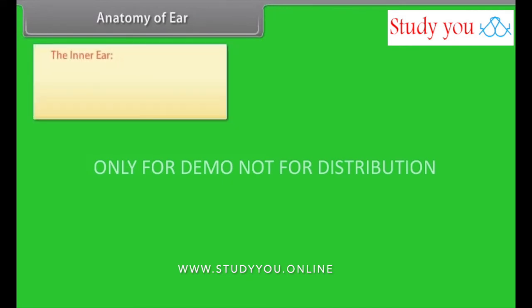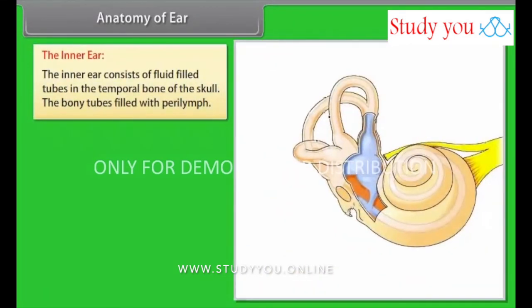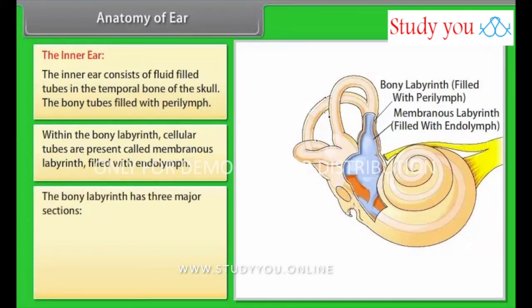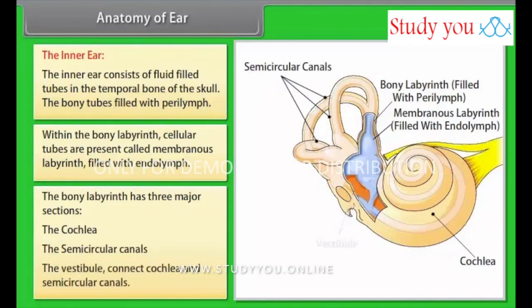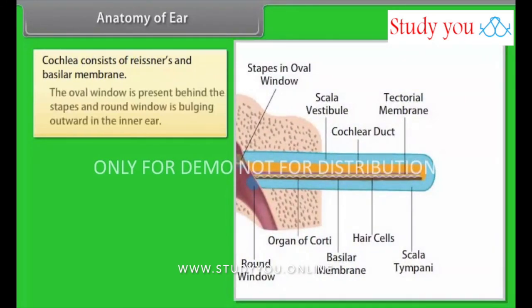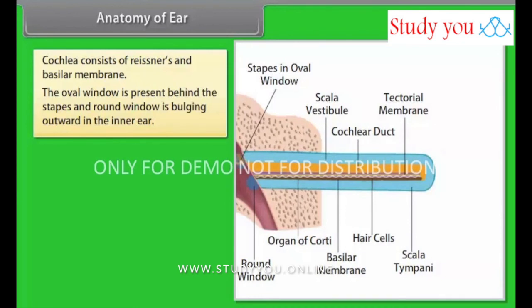Anatomy of the ear. The inner ear. The inner ear consists of fluid-filled tubes in the temporal bone of the skull. The bony tubes are filled with perilymph. Within the bony labyrinth, cellular tubes are present called the membranous labyrinth, filled with endolymph. The bony labyrinth has three major sections: the cochlea, the semicircular canals, and the vestibule connected to the cochlea and semicircular canals. The cochlea consists of Reissner's membrane and the basilar membrane. The oval window is present behind the stapes, and the round window is bulging outwards in the inner ear.